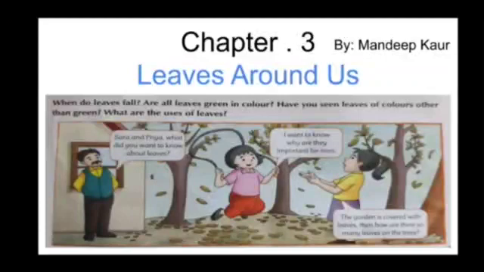Today we are going to study chapter 3, that is Leaves Around Us. Leaves are one of the most important parts of the plant. They produce food, so they are also known as food factories. The leaves of different plants vary in their size, shape and color. A leaf is a flat structure growing from the stem or branch of a plant. The main function is to make food for the plant by the process of photosynthesis.